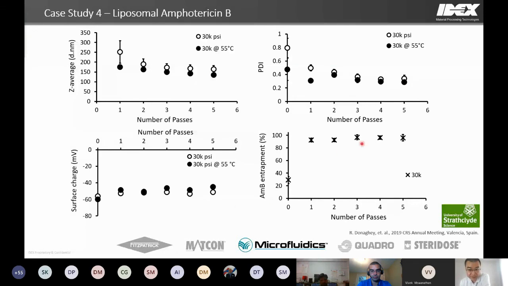Looking at the encapsulation efficiency here, good drug loading was achieved after just about 3 passes, and the encapsulation rate quickly reached about 100%. So this example demonstrates that the microfluidizer technology can not only maximize entrapment of lipophilic drug, but also reduce size and produce well-controlled liposome vesicles with homogeneous distribution.